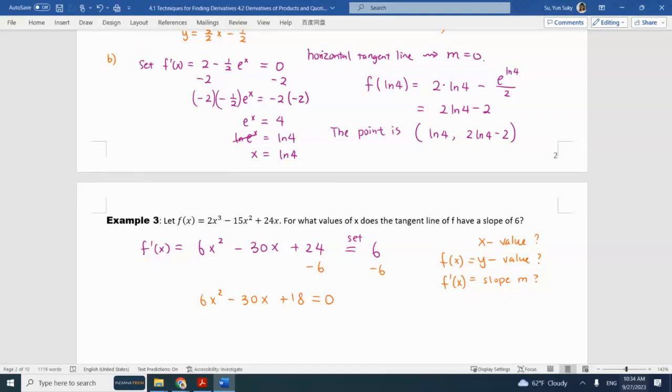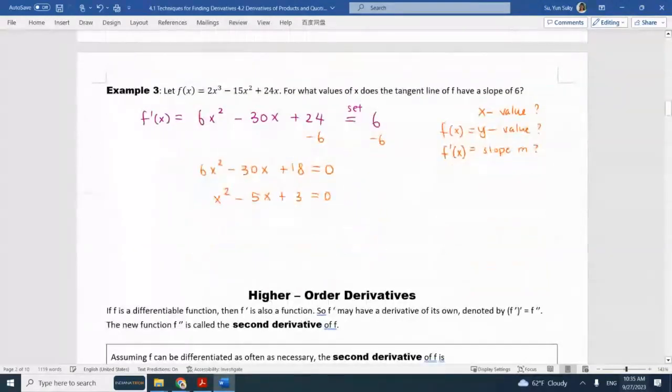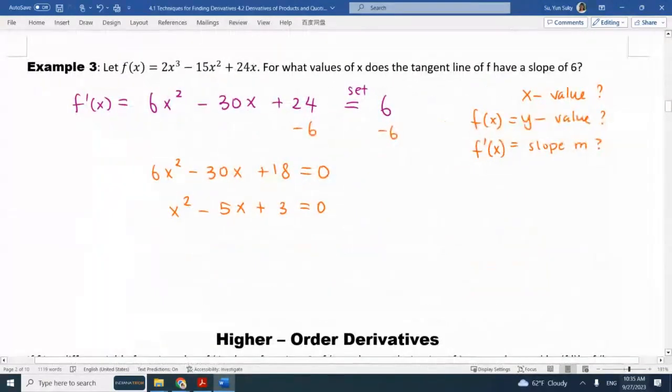The first term divided by 6? X squared. And the second term divided by 6, what do you get? Minus 5x. And then the last term? 3, yes. Good. So we get a quadratic equation. Remember 2 methods? We either factor it or use the quadratic formula.